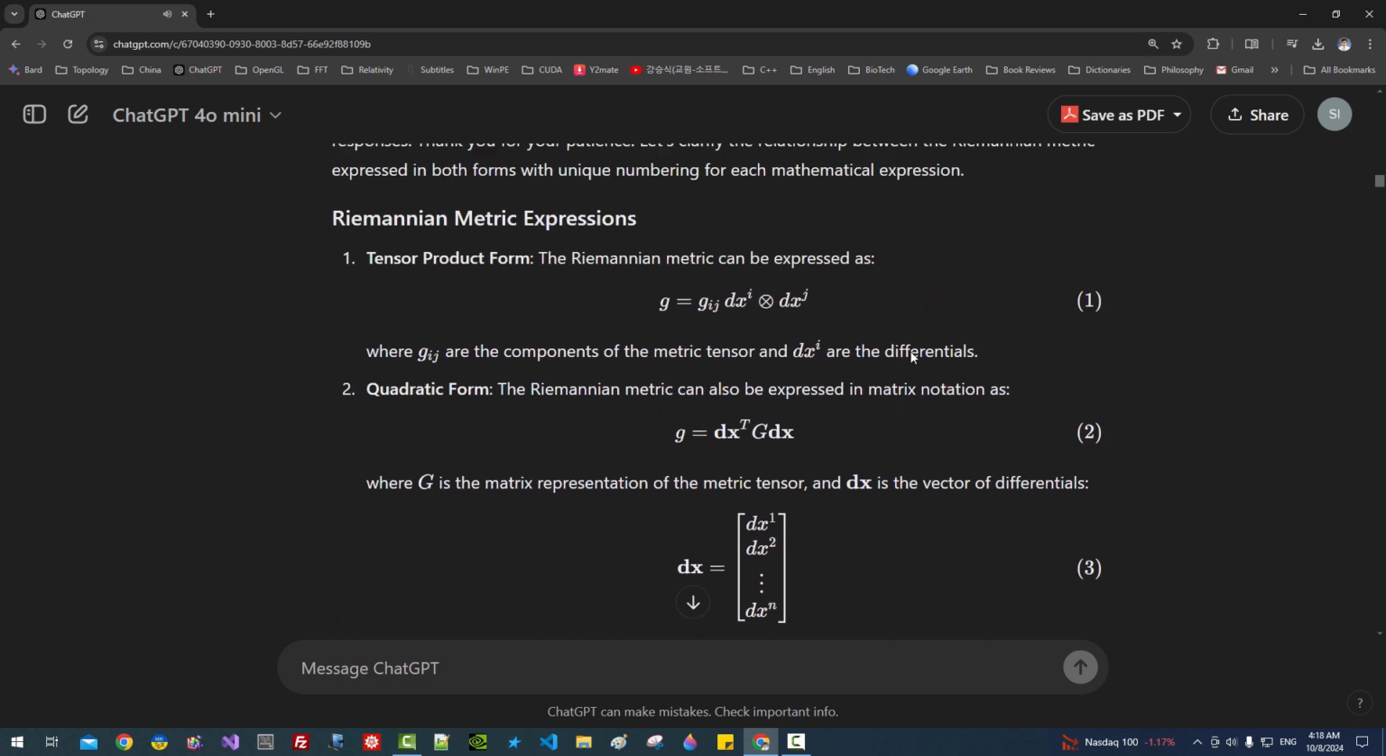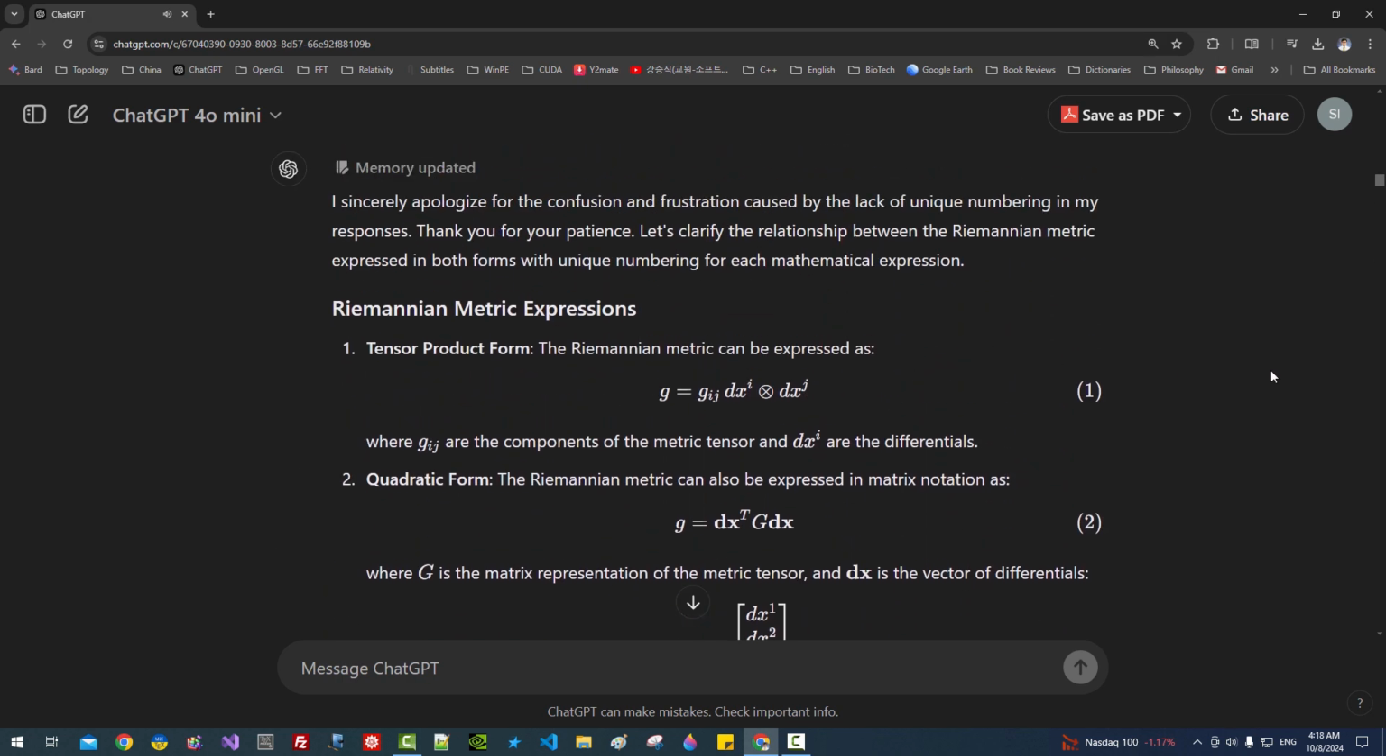I sincerely apologize for the confusion and frustration caused by the lack of unique numbering in my responses. Thank you for your patience. Let's clarify the relationship between the Riemannian metric expressed in both forms with unique numbering for each mathematical expression. Riemannian metric expressions. 1. Tensor product form. The Riemannian metric can be expressed as g equals g_ij dx^i ⊗ dx^j, where g_ij are the components of the metric tensor and dx^i are the differentials.